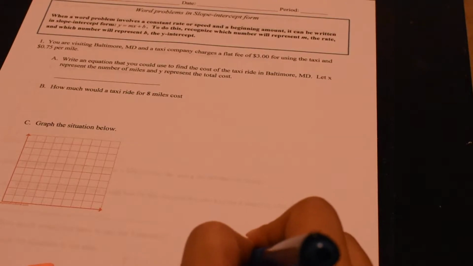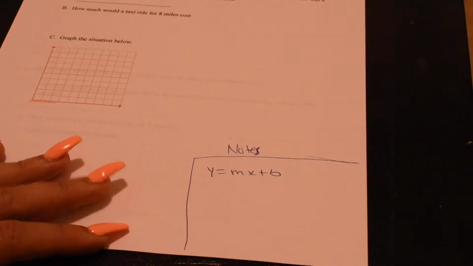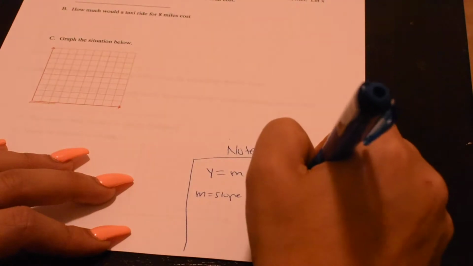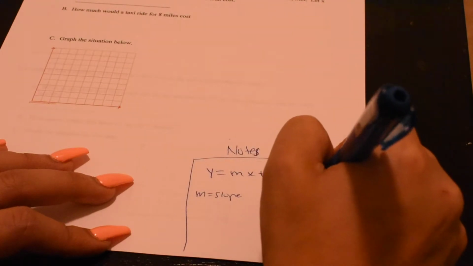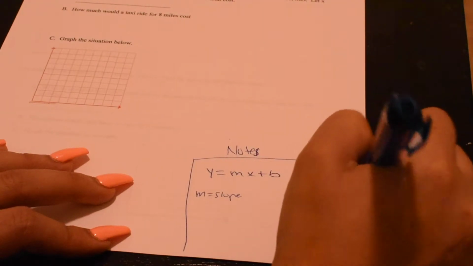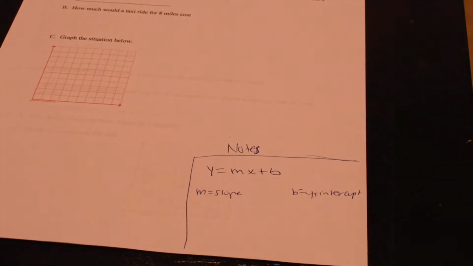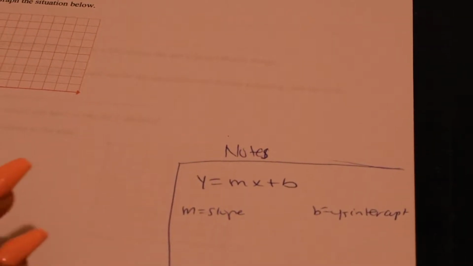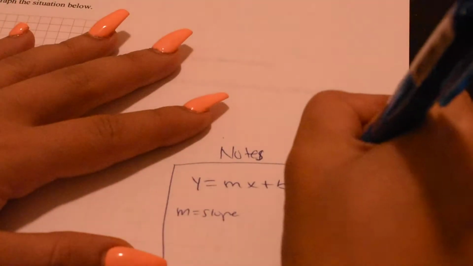So notes. Down here I'm writing notes. Some of the notes I want to remember is that y equals mx plus b. I know m is slope, b is y-intercept. I know you can't really understand what that says. That's the y-intercept.